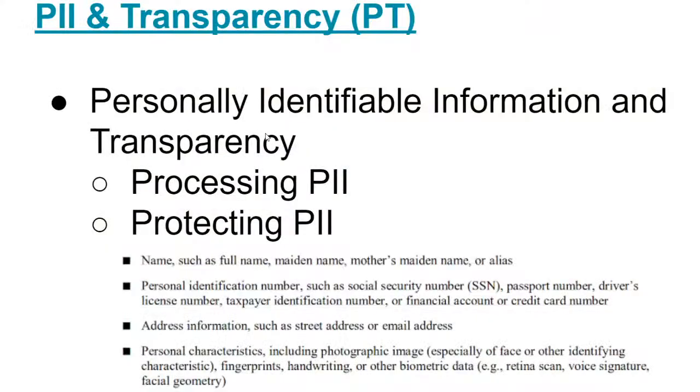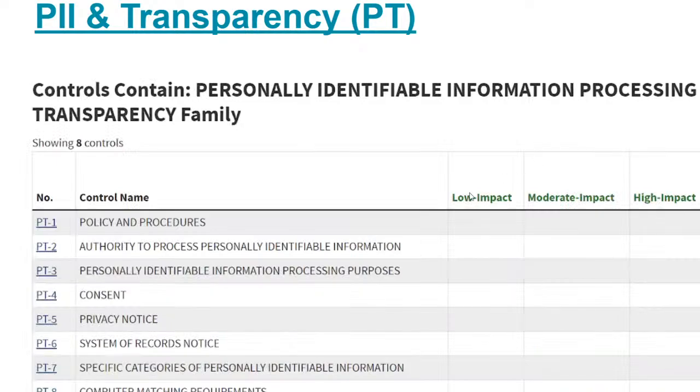When you're talking about federal systems, they have a bunch of controls that you're supposed to meet in order to protect the personally identifiable information. Starting from the top, your organization should have a policy and procedure. You should have an authority to process personally identifiable information.